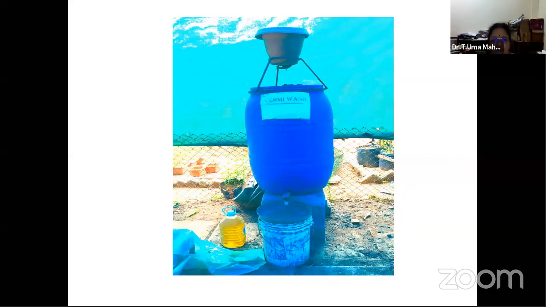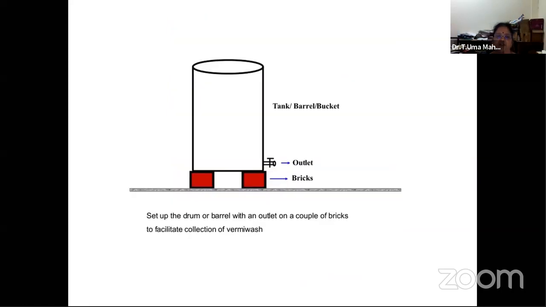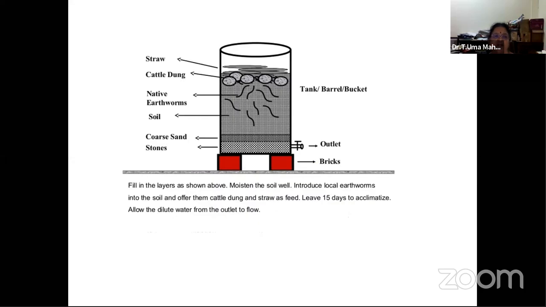They take it in a sprayer and apply it over the plants, so that it is immediately absorbed by the plants. Here you keep a base of bricks, above which you keep the tank or barrel, having a tap as an outlet. Over that you keep coarse stones so that it will not block the tap, above which is sand. Then you keep the soil, and you can add dung and earthworms, and over that you keep it covered with straw or dry leaves so that moisture will not evaporate.